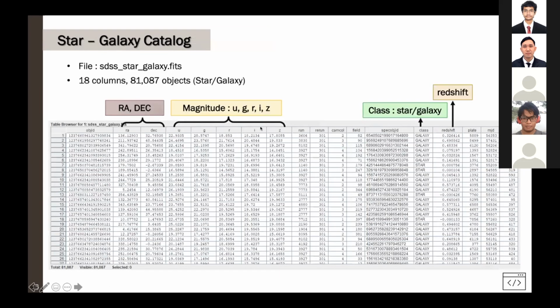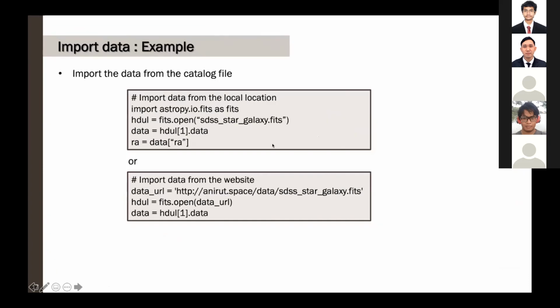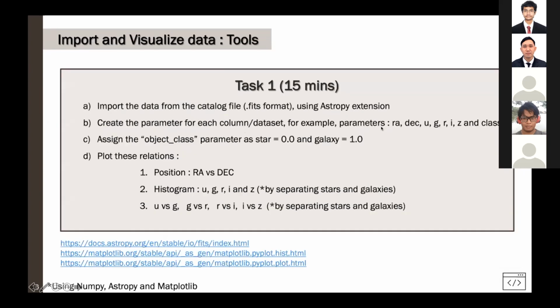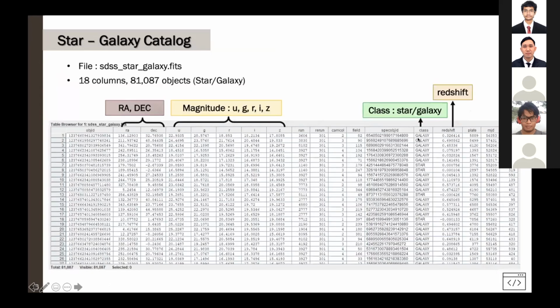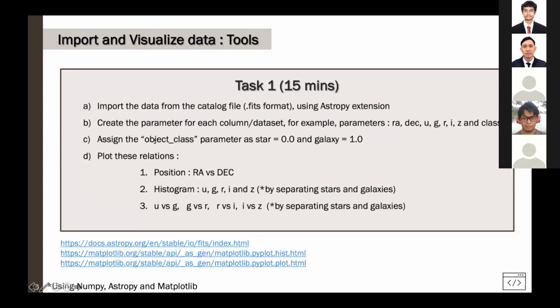create the parameter for each column in the data set. You need to assign the column u to the u parameter, for example, g to the g parameter. So you can try to assign or create the parameters RA, DEC, u, g, r, i, and z, and class of the object. And the class parameter, you see in this table, the class is galaxy or star. You need to create a new parameter, for example, an object class parameter, and you assign star equal to 0 and galaxy equal to 1, okay?